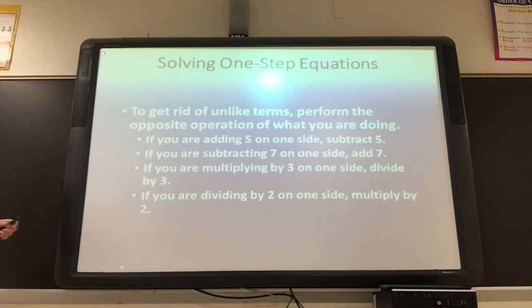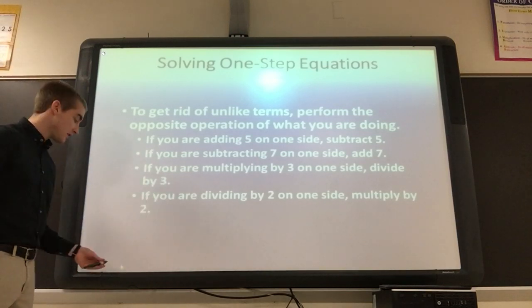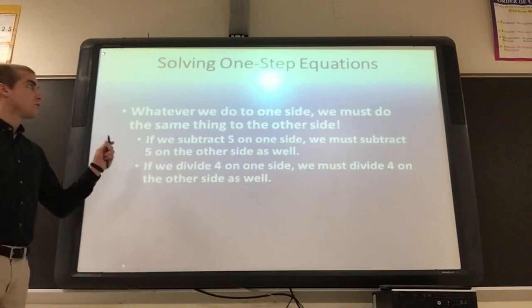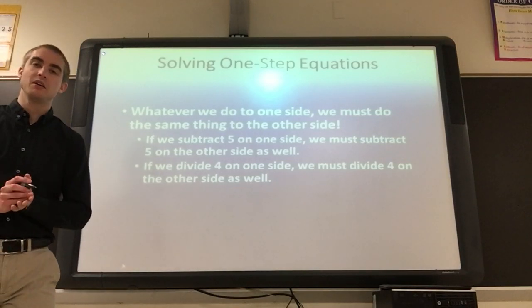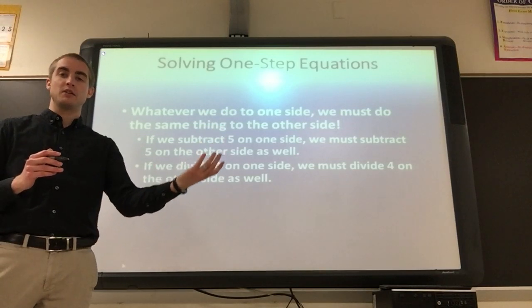Okay, and then finally, the last thing is, to get rid of unlike terms, we do the opposite operation. And then, if we do something to one side, we have to do the same thing to the other side of the equal sign as well.